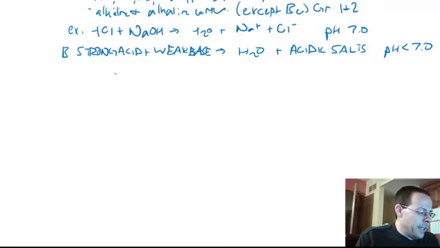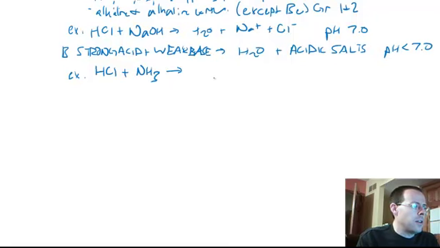I think we're just going to skip to an example. So we'll use HCl again as our strong acid, and we're going to react it with ammonia. In this scenario, we are going to get ammonium ion, and we are also going to get chloride ion.